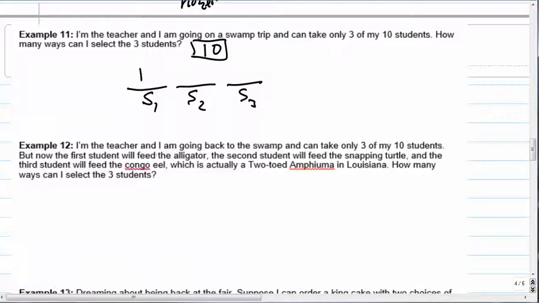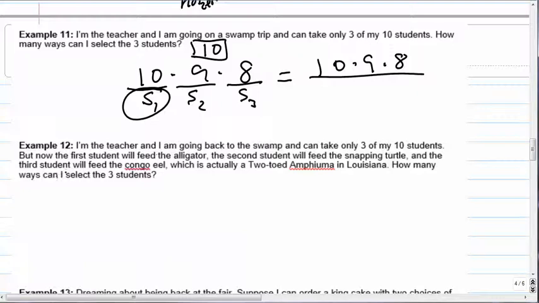Start picking. 10. Can't put them back. Think why? So the numbers are going down, right? 10, 9, 8. Do I care about the order? Well, if I pick you first, you're going on a field trip. If I pick you second, you're going on a field trip. Didn't say anything different. I don't care about order. So I divide by 3, 2, 1 because I picked 3 things, right?